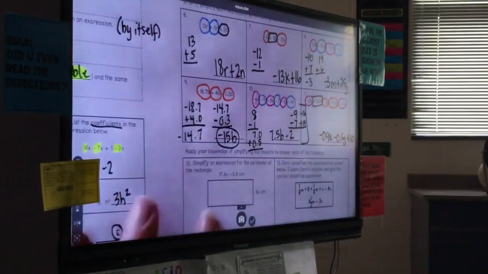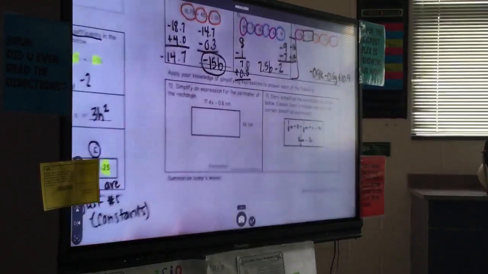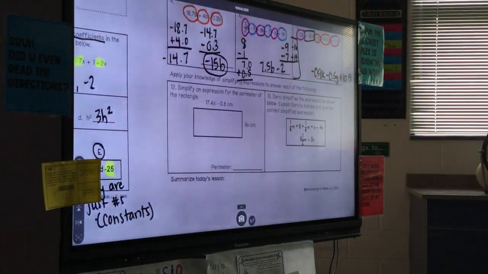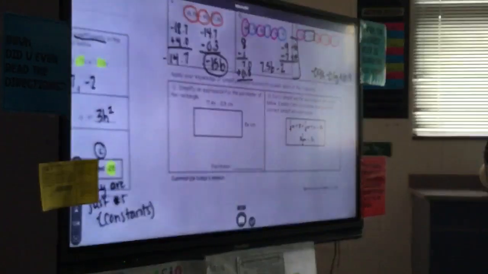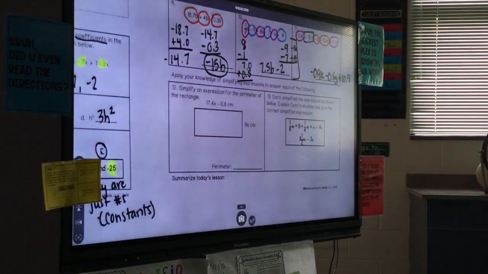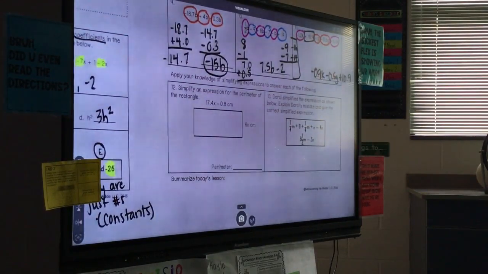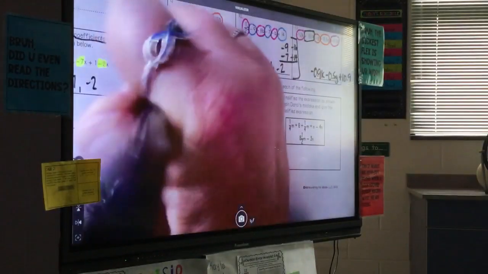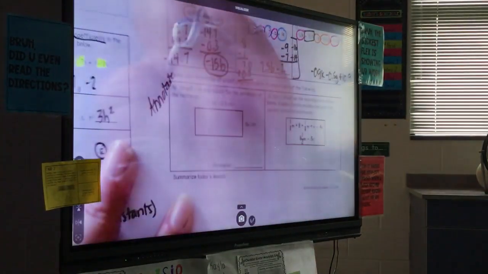Number 12. This one I want you to do, but I want you to do it with your group members. It says simplify an expression for the perimeter of the rectangle. You're working together with people at your table, and then stand up when you're done. This is a word problem, so I do expect you to annotate it. It's not a very big word problem. All right, stand up when you're finished.